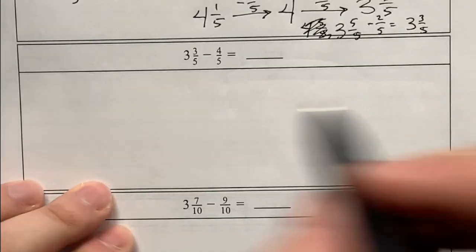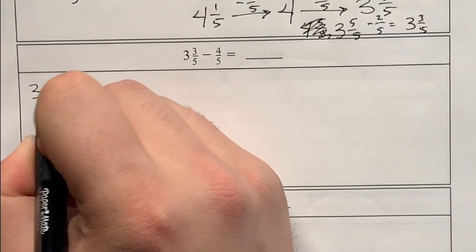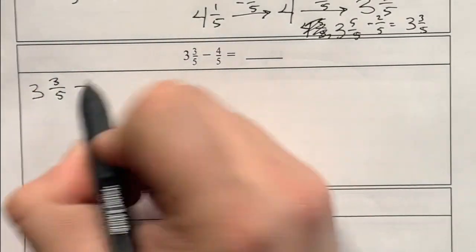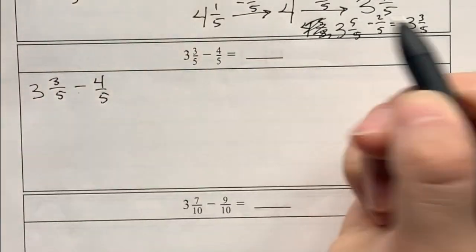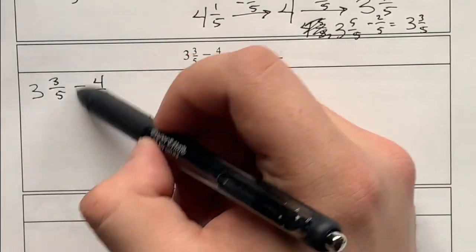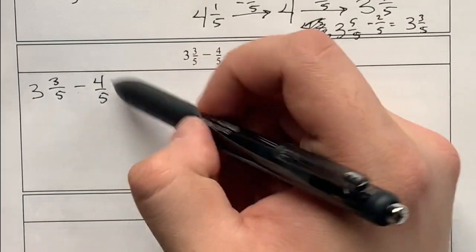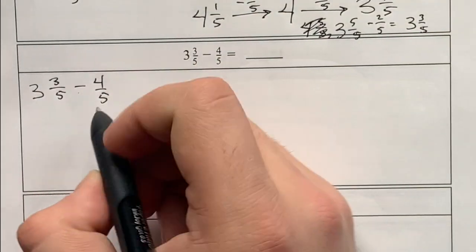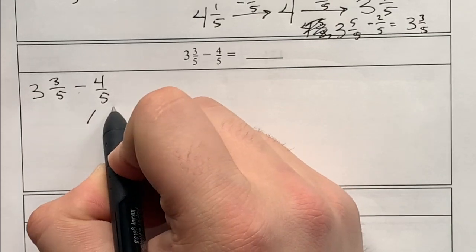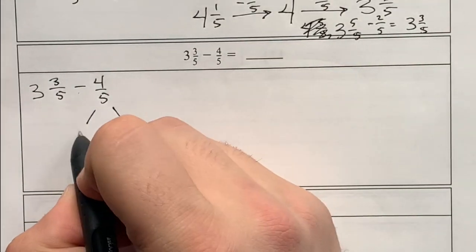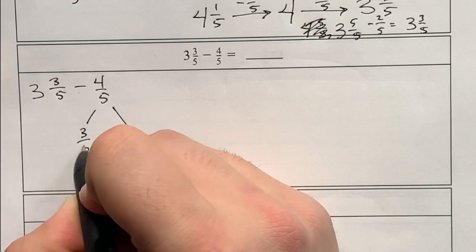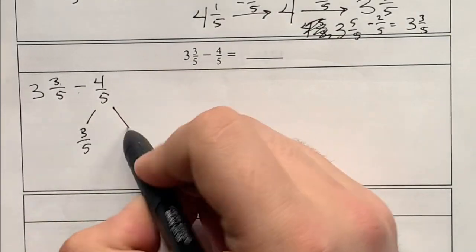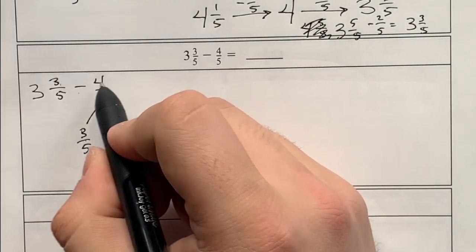Here's another example. Start by rewriting. I ask myself that question, are there enough fifths in my minuend to take away my subtrahend? And there are not, so I'm going to decompose. I'm going to decompose my subtrahend into the number that'll give me a whole number. So I'm going to match this one and whatever's left over to make that top number 4.